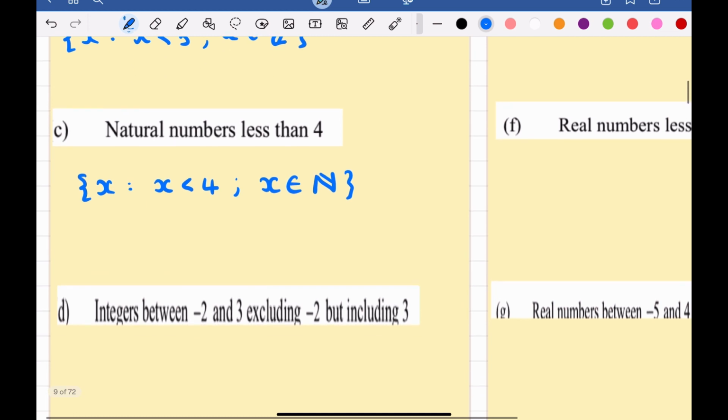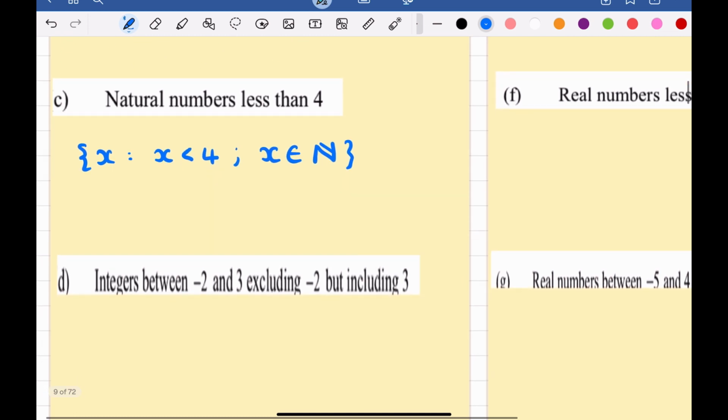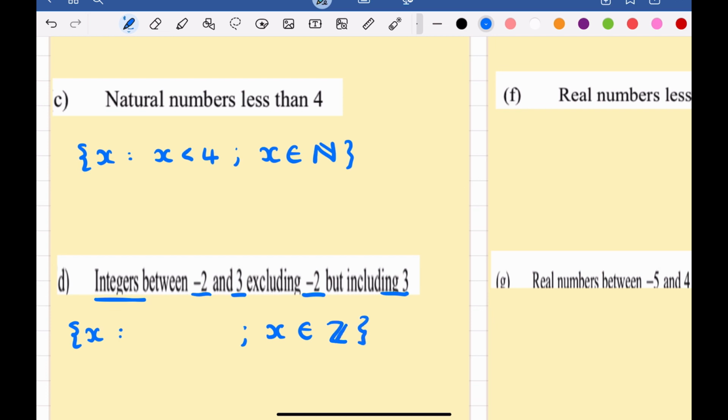Now we move on. D says integers between -3 and 3, excluding -3, but including 3. So we start again, x such that, we've got our colon, and x an element of integers, which is the Z, and then x is going to be between two things, but it's including the upper bound, excluding the lower bound. And you always write it from the lower bound to the upper bound. You cannot switch them around, or your question will be marked incorrect.